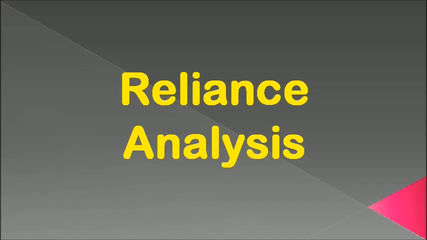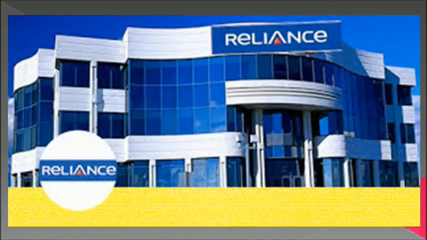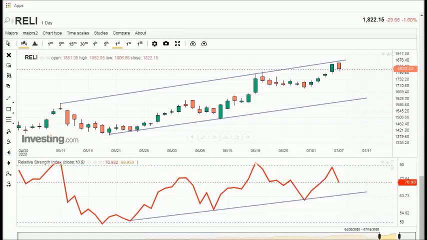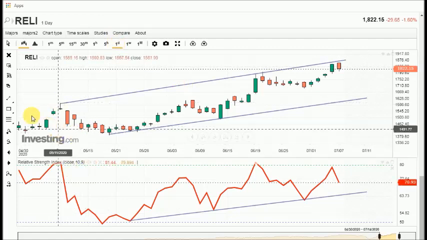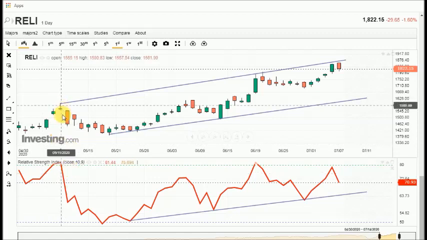So now coming to Reliance, let's directly go into the chart of this stock, how exactly it is showing there. So here we are in the Reliance daily chart. As you can see, this is a 1 day chart, and we have applied it from the beginning of May. You can see this particular candle is from 11th May.